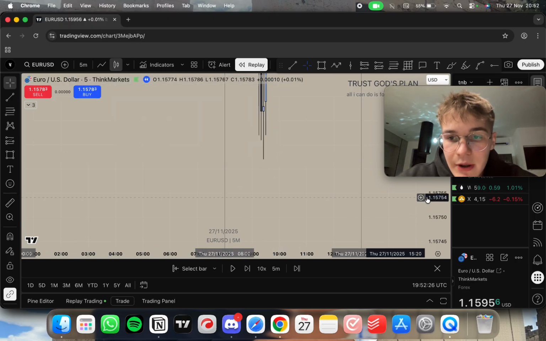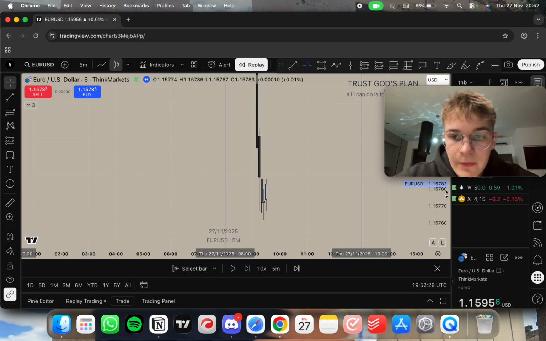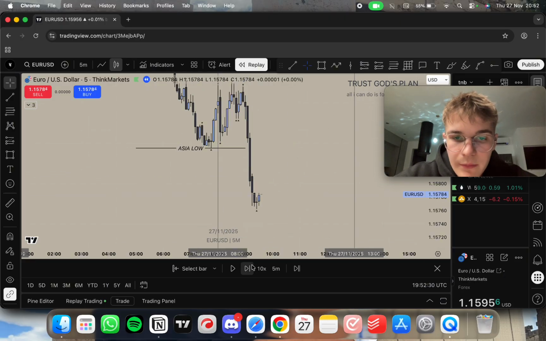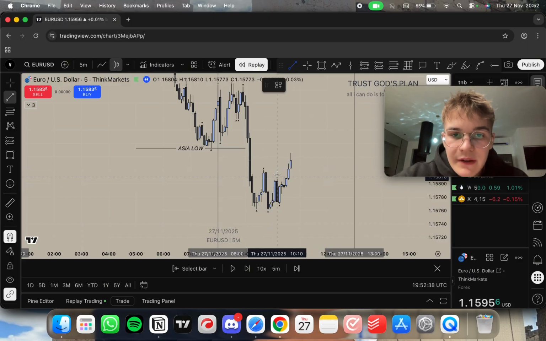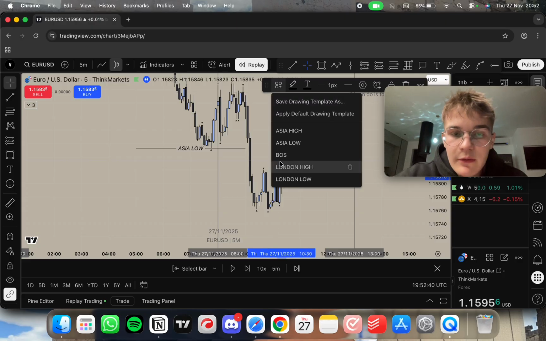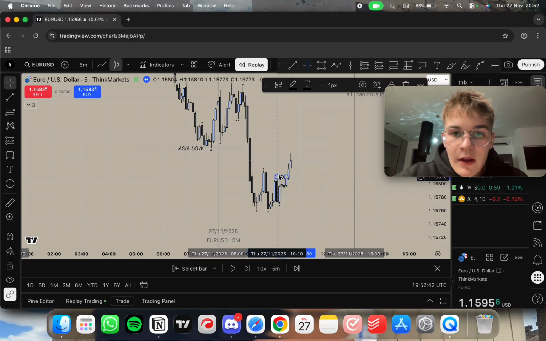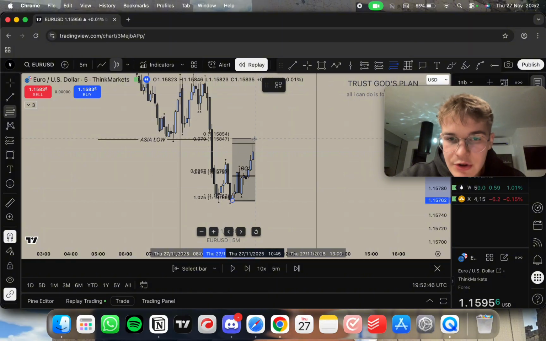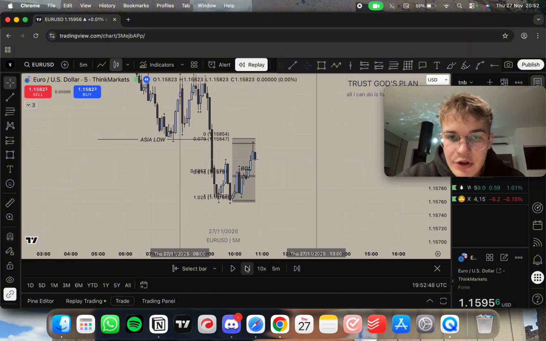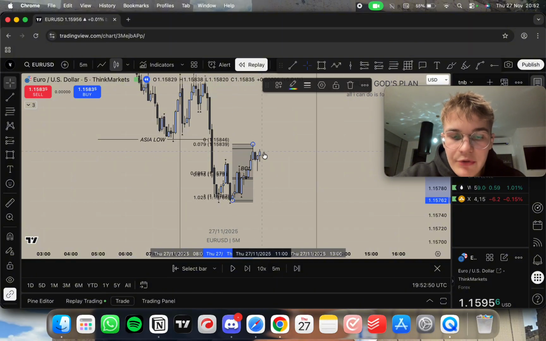Now we need a break of structure, and for that we wait for price to break above the most recent fractal. As of now it is this one. Let's see what happens. Okay, price breaks above this fractal right here, so that will be your break of structure. After that, the only thing you have to do is place the FIBTL from the low of the session to that high which broke the structure, and wait for price to actually retrace into your field.